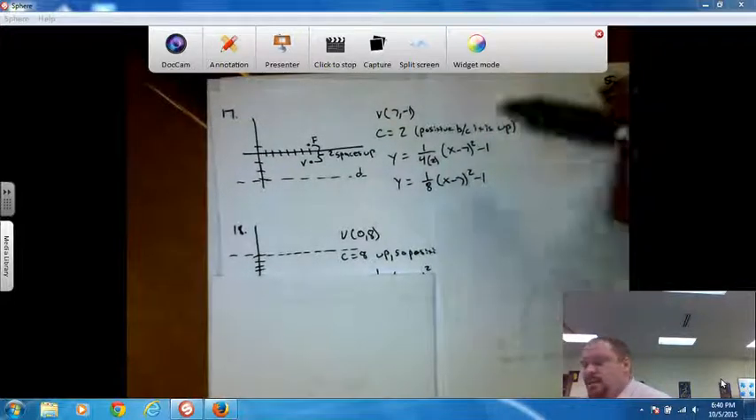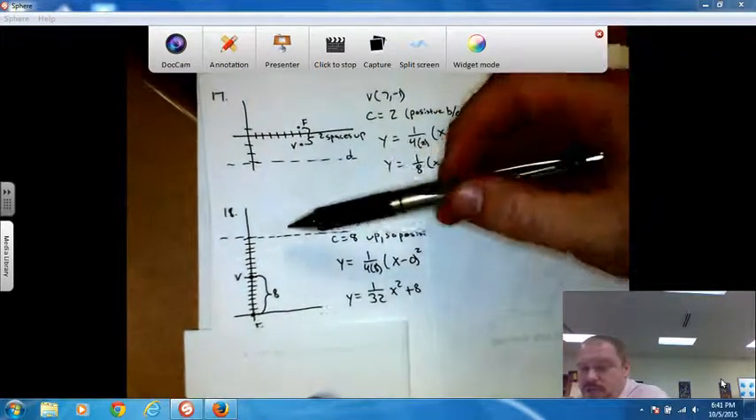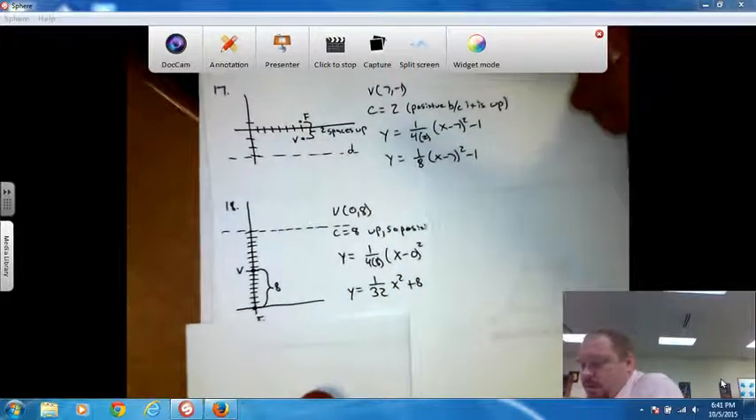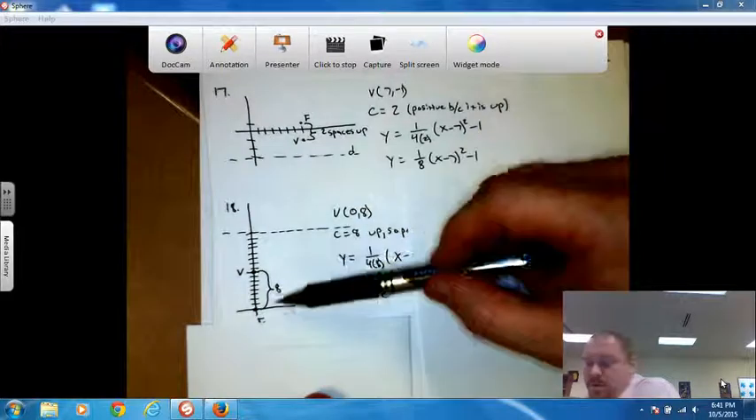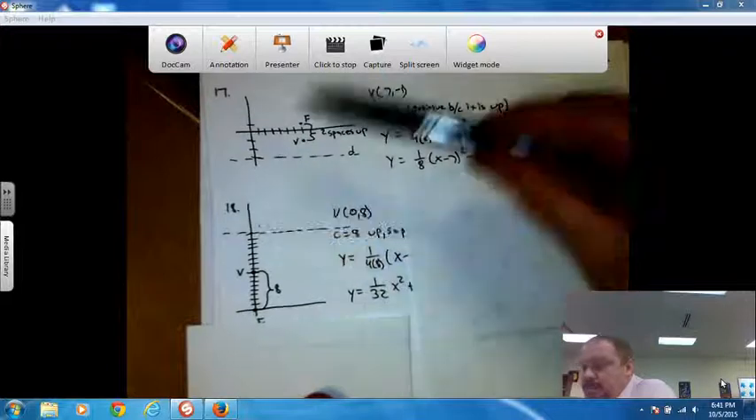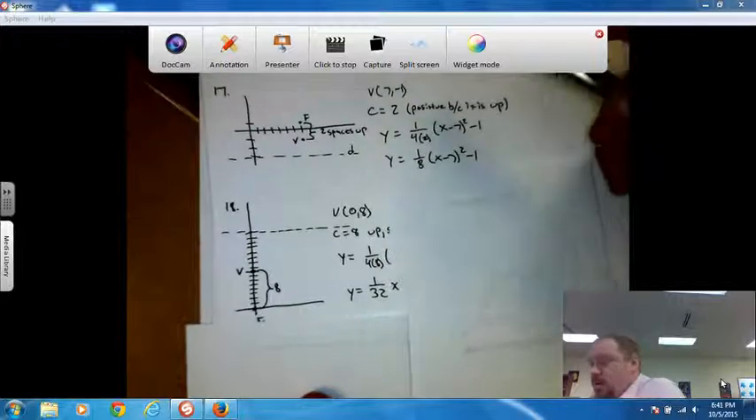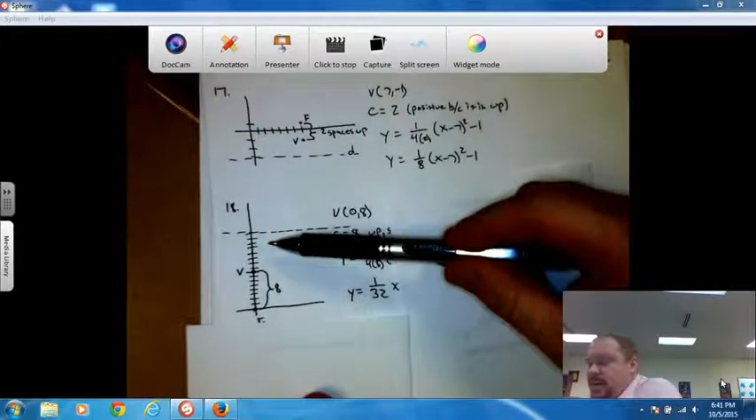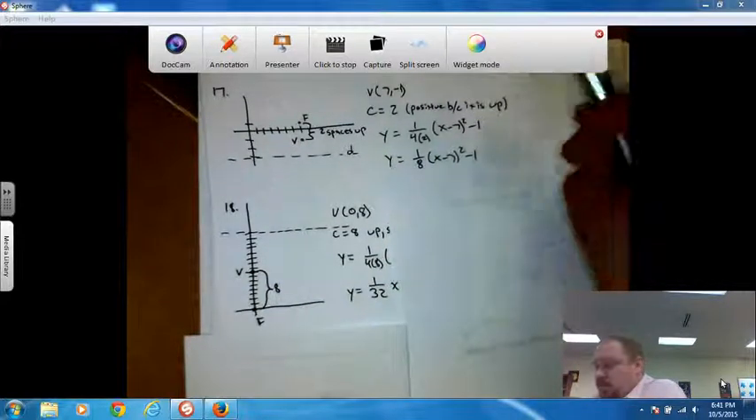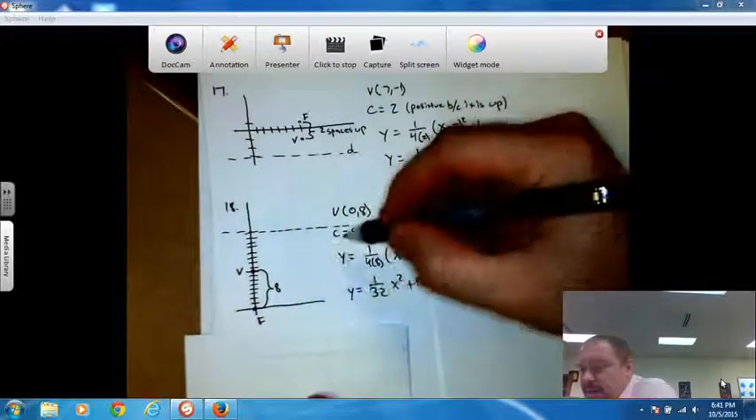Number 18, okay, they give us the focus of 0, 0. They give us a directrix of y equals 16. So that means my vertex must be halfway in between. So the vertex is 8 spaces up, because from here all the way up to the top is 16 spaces. Okay, so if that's my focus, that's my vertex, I have to go down 8 to get to the focus. So, because of that, this 8 is actually going to be negative.